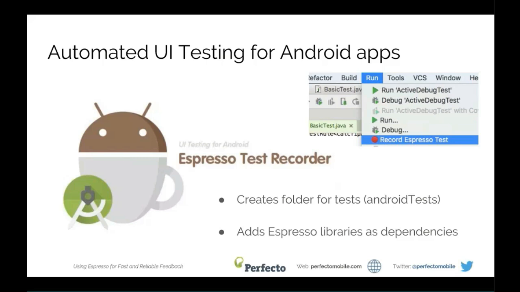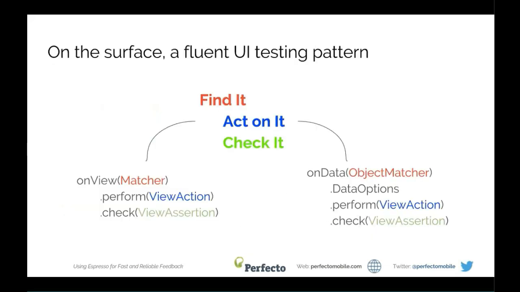And now that'll pop up the Espresso recorder eventually, but the first thing it does is it creates folders in the right places, specifically Android Test. We'll see that in a second. And also, it adds Espresso libraries as dependencies in your Gradle file. So this basically we'll see what comes out of the recorder and why you might choose to use it or not use it, but simply by doing this, it gets you a new project set up. So it's an easy way to get started.